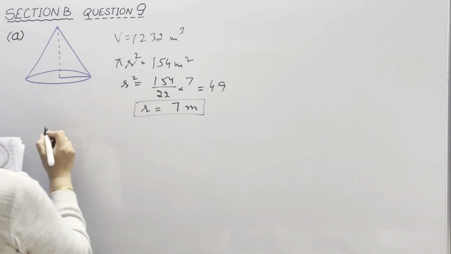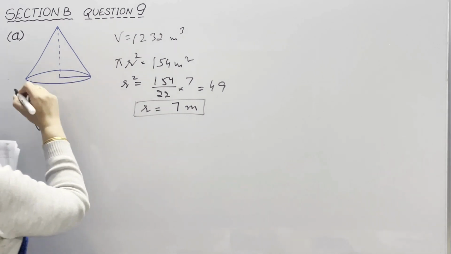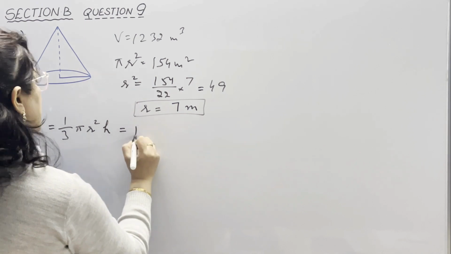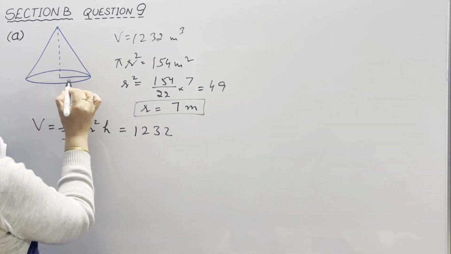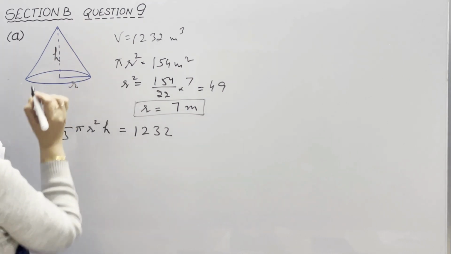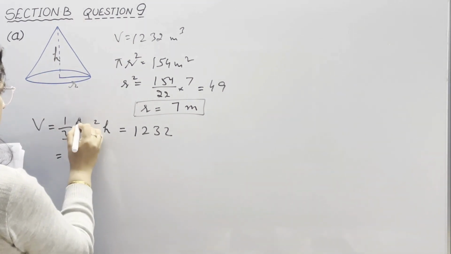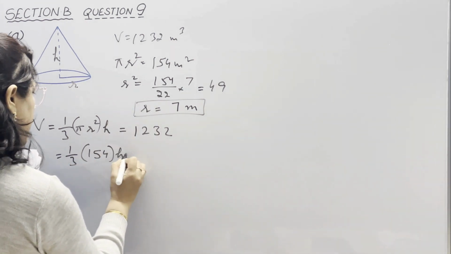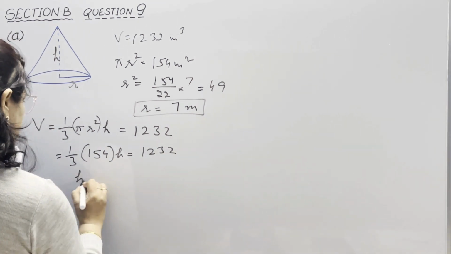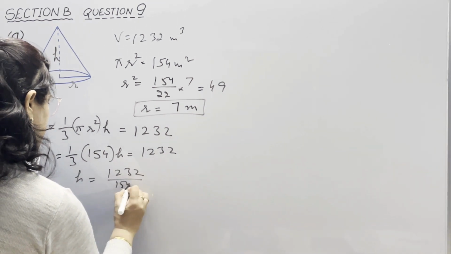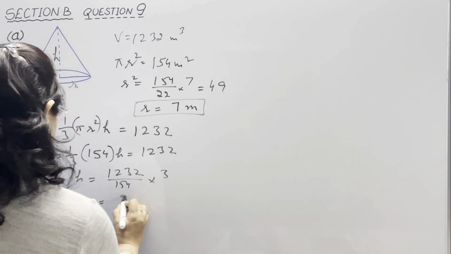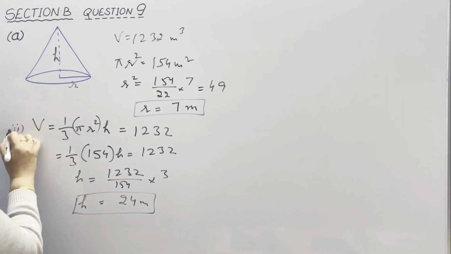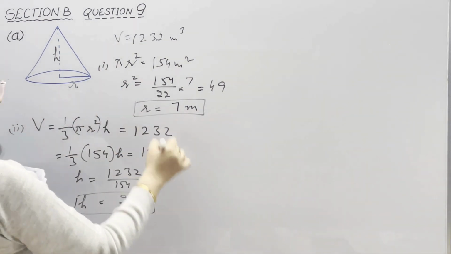Now second part, volume. Volume of cone is 1 by 3 pi r square h and its value is 1232. So this is our radius and this is h. So now 1 by 3 pi r square, the value of pi r square is 154, h and then 1232. So h is equal to 1232 divided by 154 into 3 and the value is 24 meter. So h is equal to 24 meter. This is our second part.